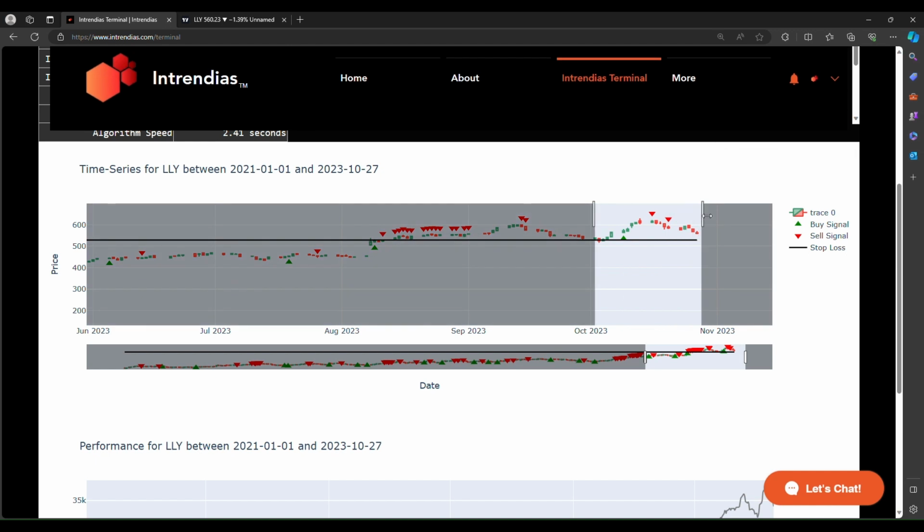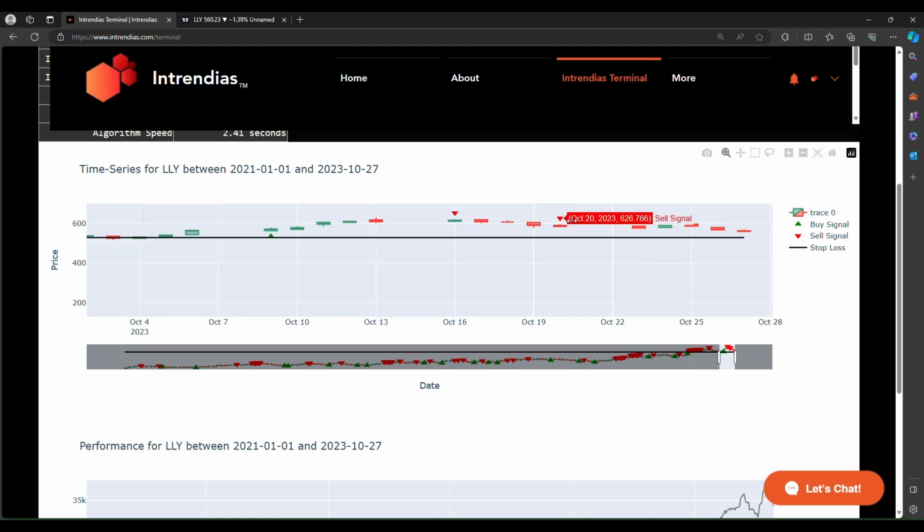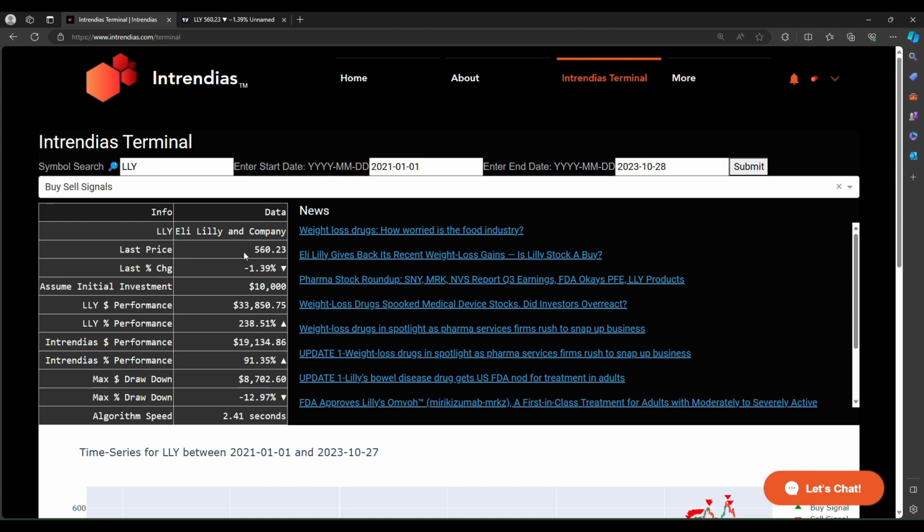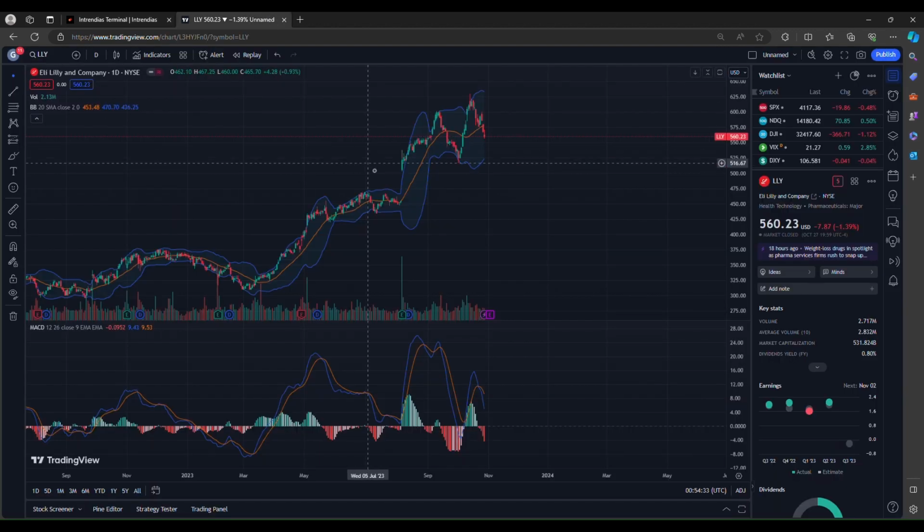Most recently, as of October 20th, seems to be correct, as we were at a high of 620, but now Lilly sits at around 560. There is potential for Lilly to continue towards the downside. We're going to look at the technical analysis chart here in TradingView.